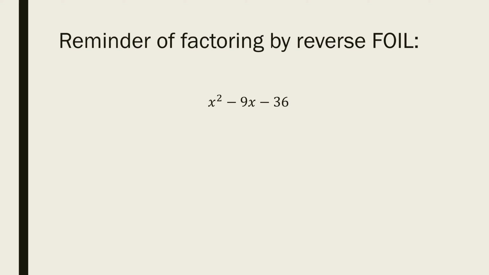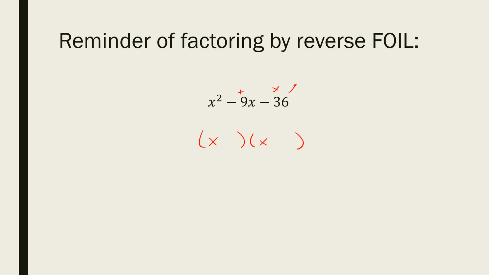Just a reminder, reverse foiling means I'm going to take this and turn it into two sets of parentheses multiplying each other that multiply back to here. I'm going backwards. Definitely I need an x and an x, because x times x gives me the x squared term. But I need to find out what numbers to put in the last place of each binomial. And remember, we had a pattern for this. It was numbers that multiply to negative 36 and add to negative 9. Doing that kind of is what FOIL is doing. And so if I find those numbers, I'll be good to go.